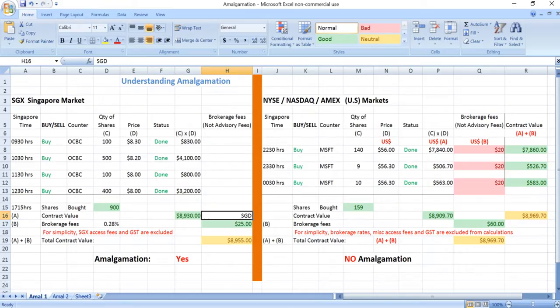To explain amalgamation, I will use two different markets to illustrate, namely the Singapore markets and the US markets. On the left column is the Singapore markets, and on the right is the US markets. We begin with the Singapore markets.